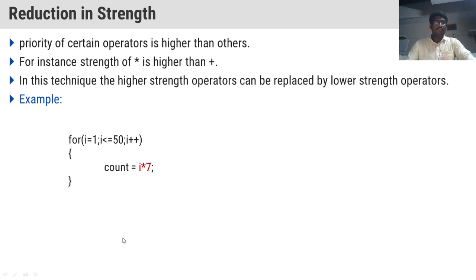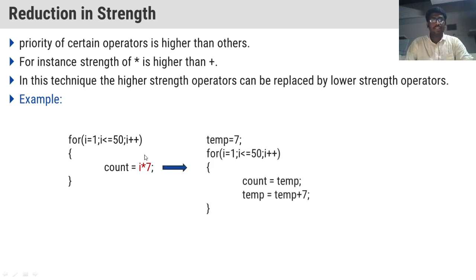For example, we have taken a for loop, I equal to 1, I less than or equal to 50, I plus plus, and count equal to I into 7. What is this? We have reduced the strength. For instance, what we have used? The strength of star is higher than plus. That's why I am going to replace it with lower strength operators. This is the syntax of the higher strength operator, whatever we have written here, and I will show you the syntax for lower strength operators. We are going to replace the higher strength operators with lower strength operators.